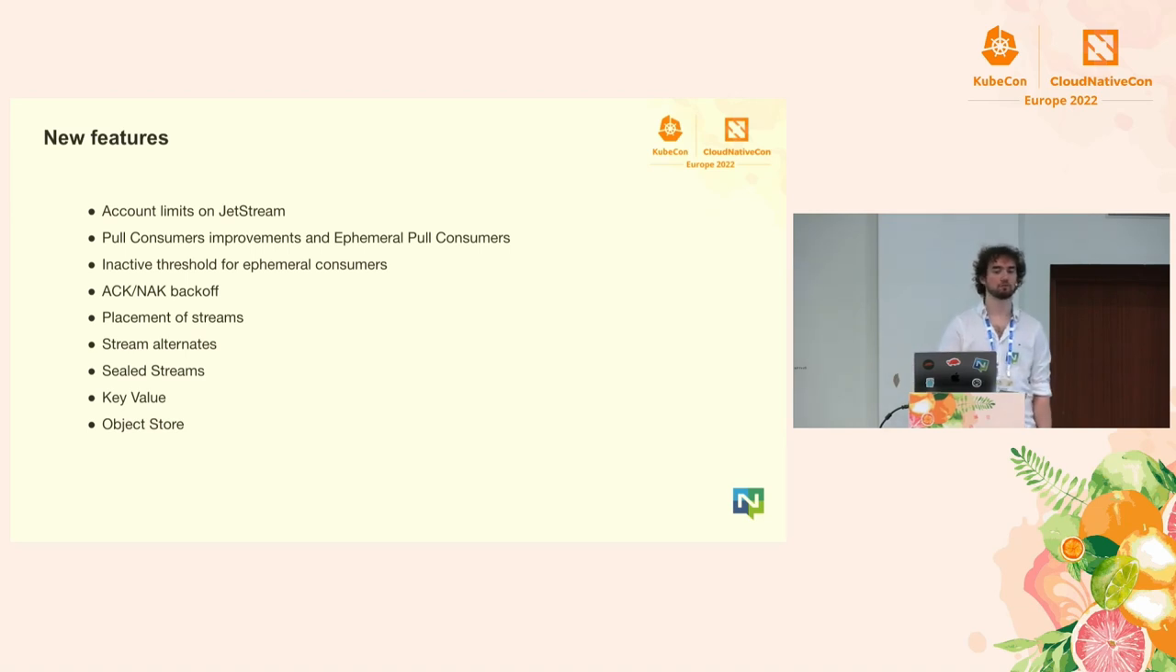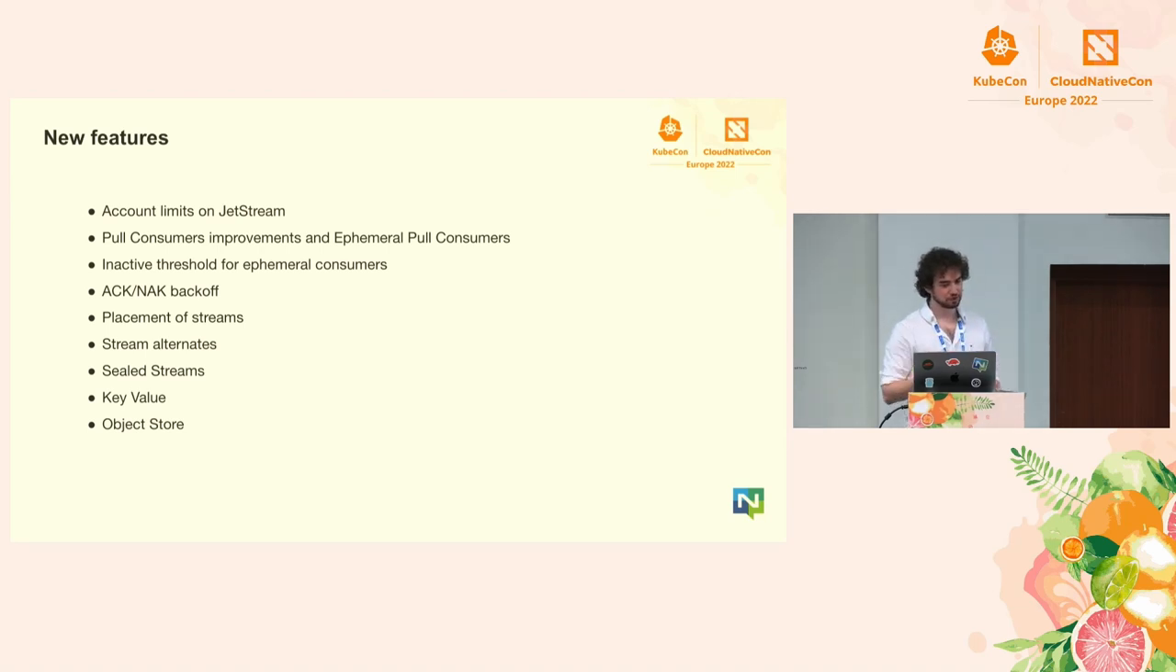A lot of work also was put into the fact that you can now tag, for example, a stream, so a stream will be put on a specific location or a cluster with a specific tag. You can also have alternates of streams, so you can pick the closest stream to you, for example, and get messages from it. It allows us to reduce latency if, for example, the stream was far away, but now we have options to improve the latency a lot if you like to.